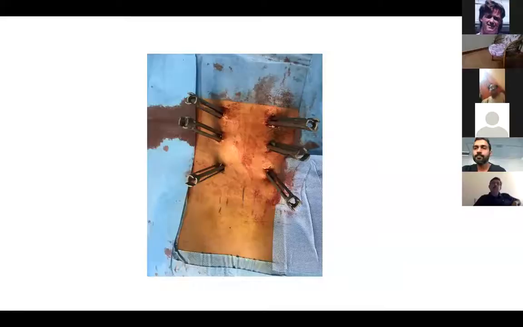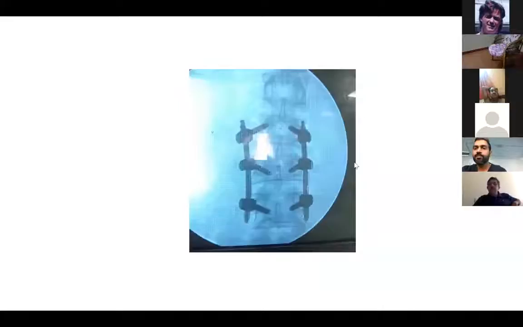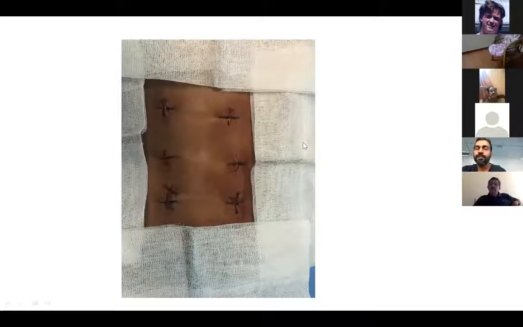This is the lateral view at the end of the surgery, and the rod has been placed and the nuts have been tightened. You can appreciate that the fractured vertebra has somewhat maintained its height. This is the AP view, and you can see the placement of the screws as well as the rods. This is the picture at the end of the surgery, and only one stitch is required for closure of each wound. Each wound is 1 to 1.5 centimeters.